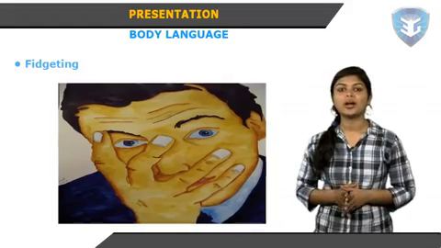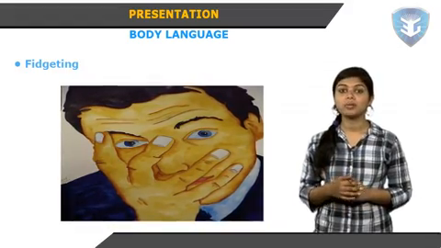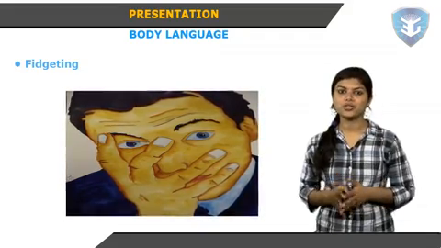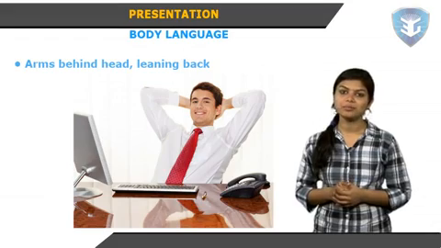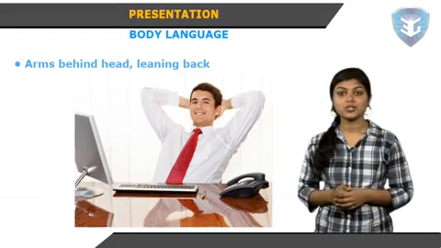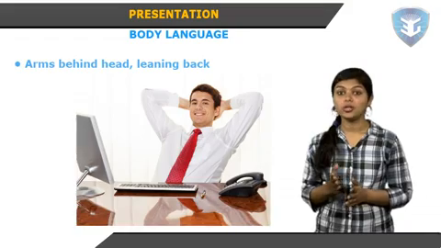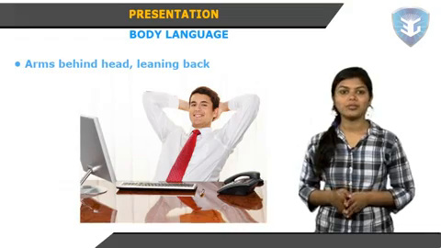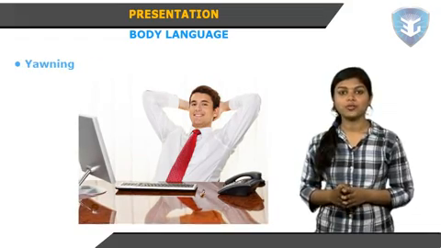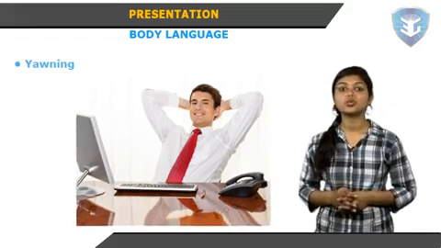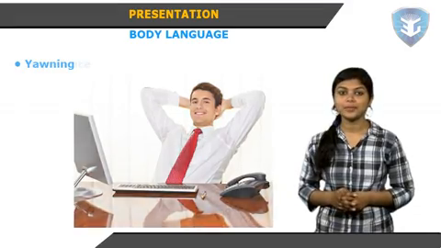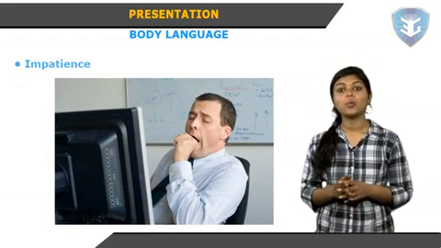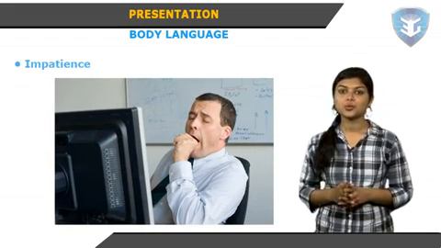Fidgeting: moving around a lot, playing with things, and drumming fingers are usually a sign of boredom, nervousness, or impatience. Arms behind head, leaning back: in a well-established relationship, this can be a relaxed gesture. In a new relationship, it is often used to express a desire for control or power. Yawning: boredom, confusion. The other person is talking too much or in too much technical detail. Impatience: trying to interrupt what the other person is saying, opening one's mouth frequently as if to speak.